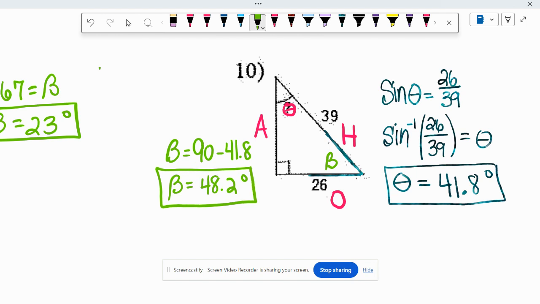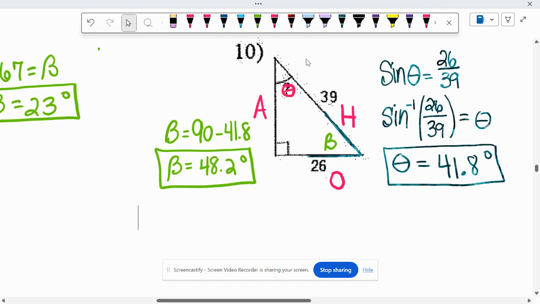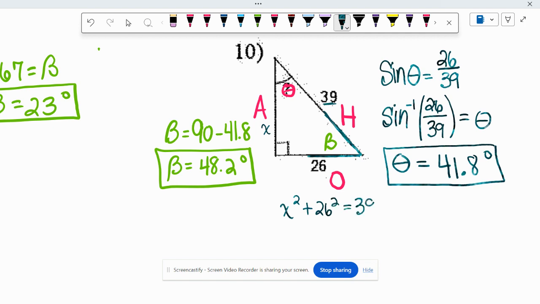So missing side. Do you want to use trig or do you want to use Pythagorean theorem? It makes no difference to me. Trig or Pythagorean theorem, David? Pythagorean theorem. Okay. So this is the hypotenuse, right? We're going to call this x. So x squared plus 26 squared equals 39 squared.